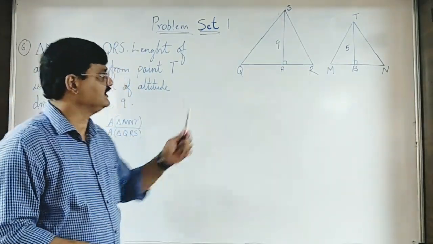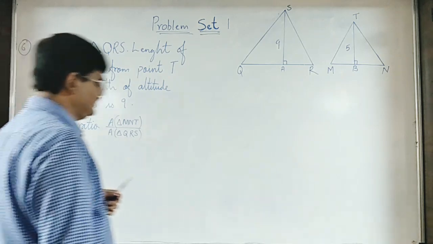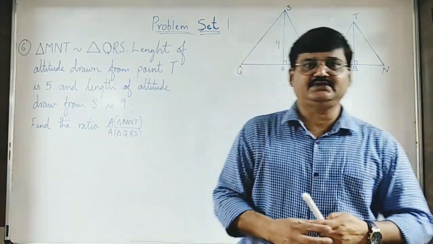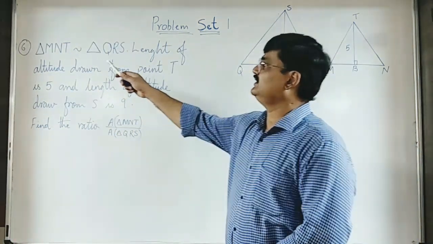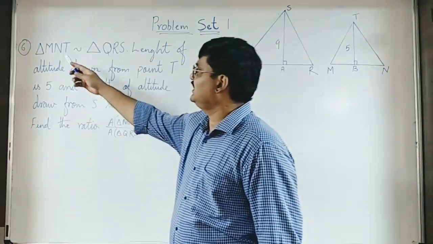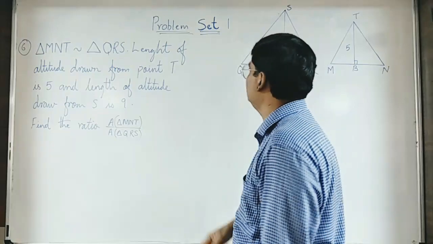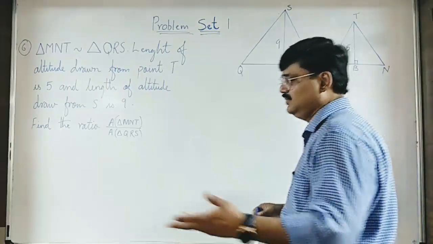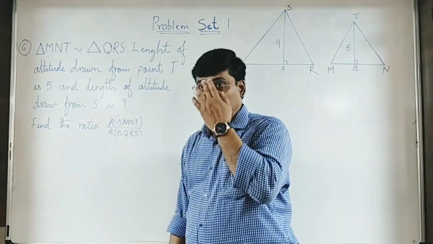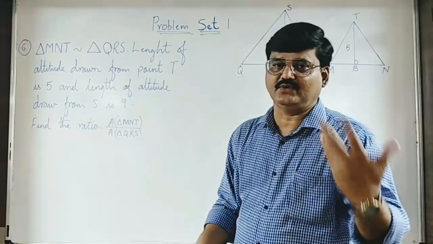Okay. So first let's read out question number 6. What is question number 6 saying? Over there, the triangle MNT and triangle QRS are similar. There is no diagram in the textbook, so I have drawn the diagram for you to understand.